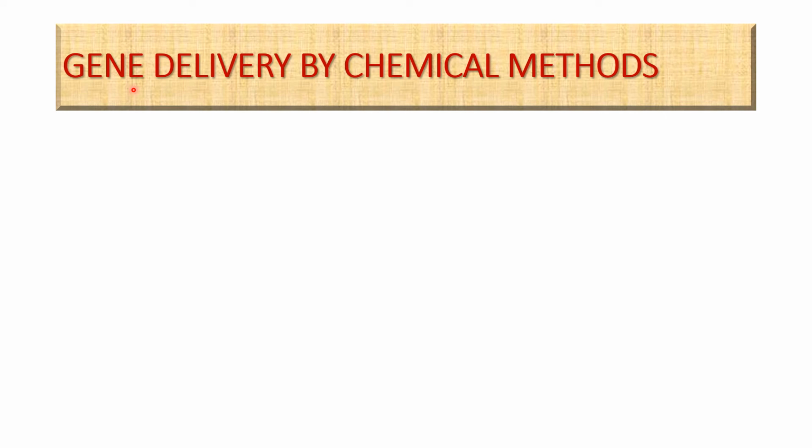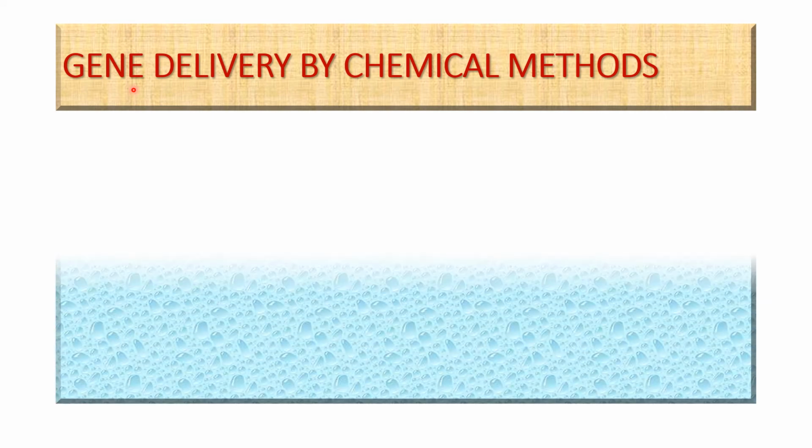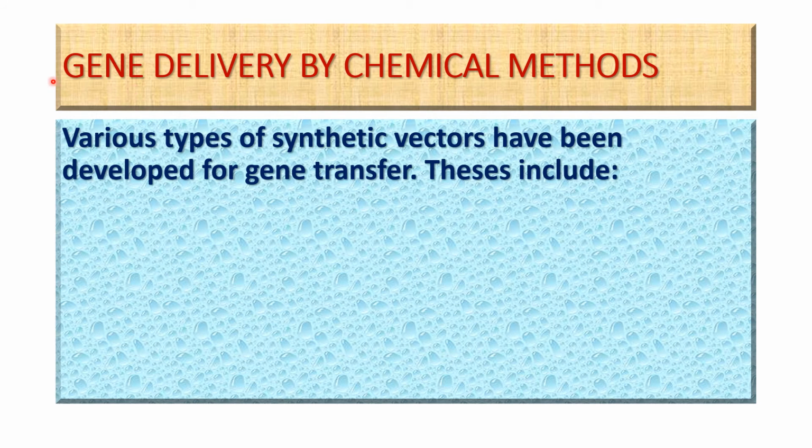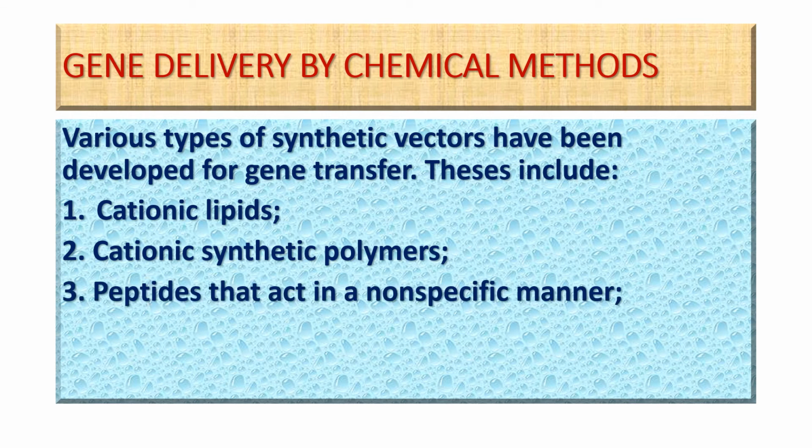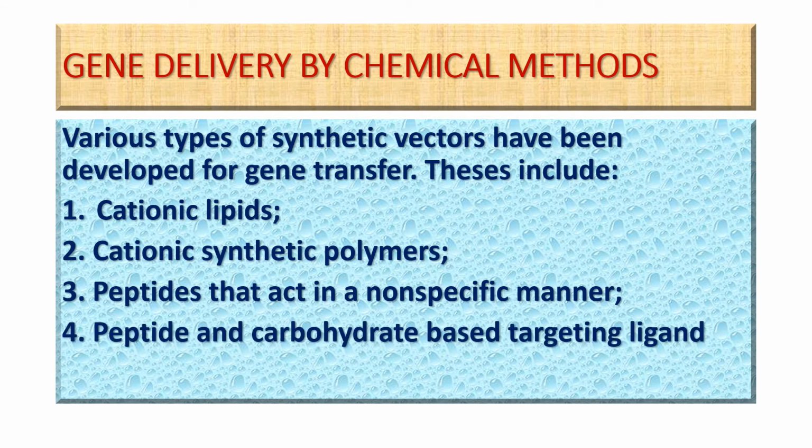Take a look at gene delivery by chemical methods. In chemical methods, various types of synthetic vectors have been developed for gene transfer. These include: first, cationic lipids. Second, cationic synthetic polymers. Third, peptides that act in a non-specific manner. And fourth, peptide and carbohydrate-based targeting ligand.